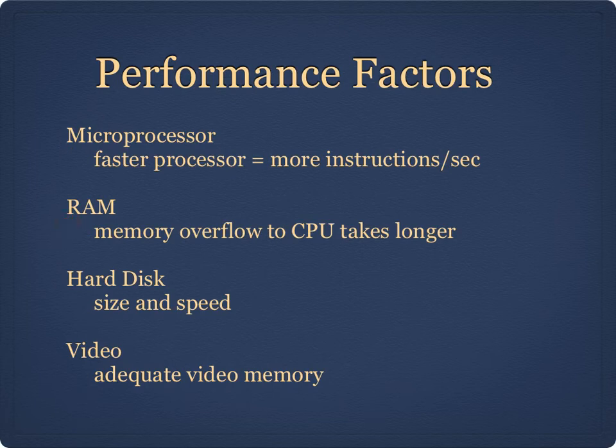RAM can also affect performance. Memory, so it's random access memory. If you don't have enough memory, it will overflow to the CPU, which therefore will take longer. In other words, if there's too much data and too many instructions and they can't fit in the RAM, the CPU will store the data on the hard drive, and it slows down the processing cycle because it takes longer for the CPU to read from a hard drive than from RAM.